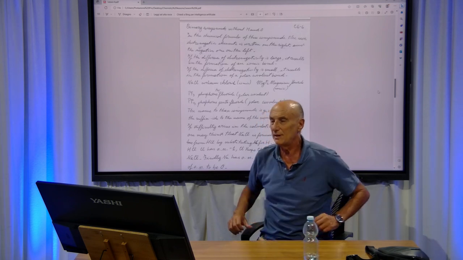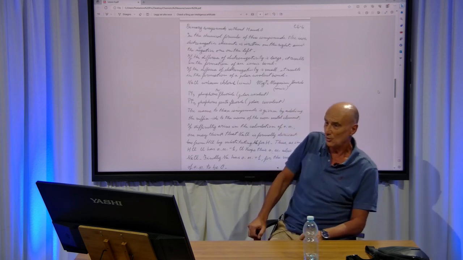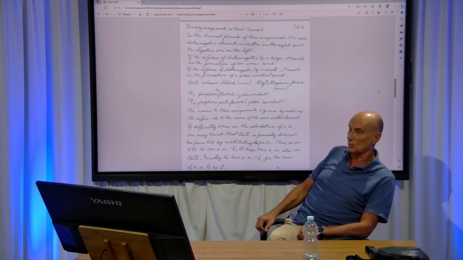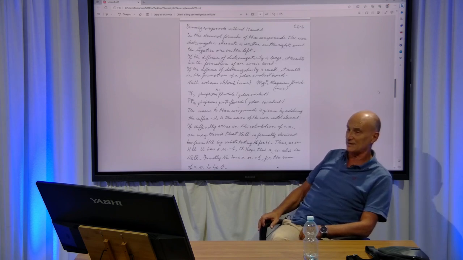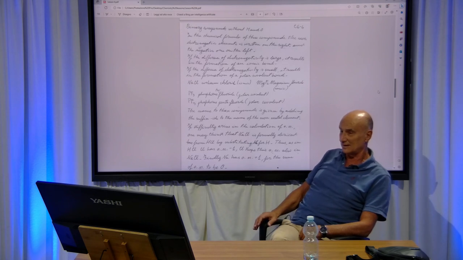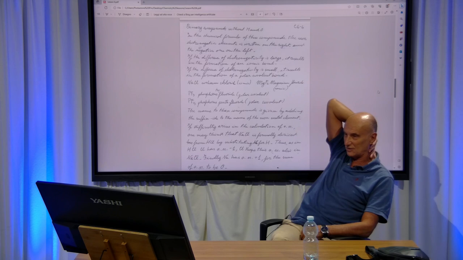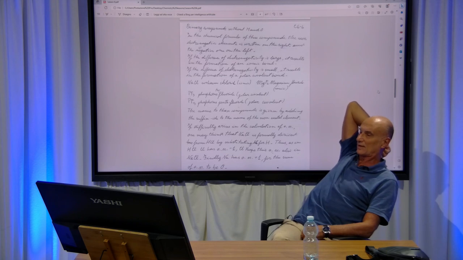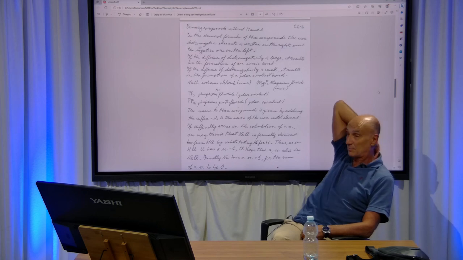Let us consider the binary compounds without hydrogen and oxygen. Well, when we have a binary compound with no hydrogen and no oxygen, always in the chemical formula, the more electronegative element is written on the right and the less electronegative on the left. If the difference of electronegativity is large, it results in the formation of an ionic bond. If the difference of electronegativity is small, as we said, it results in the formation of a polar covalent bond.